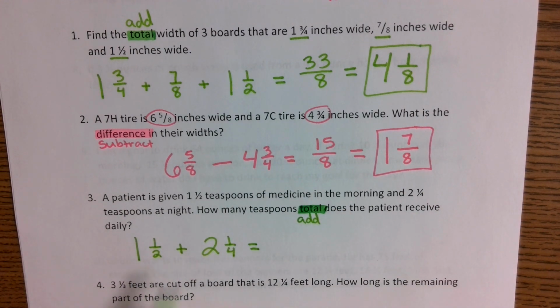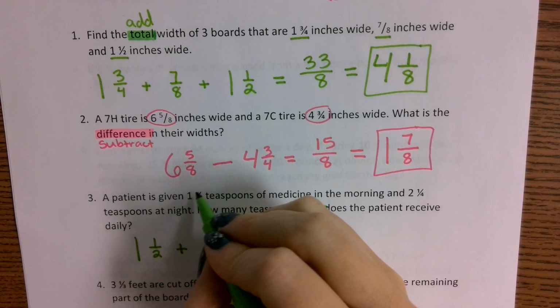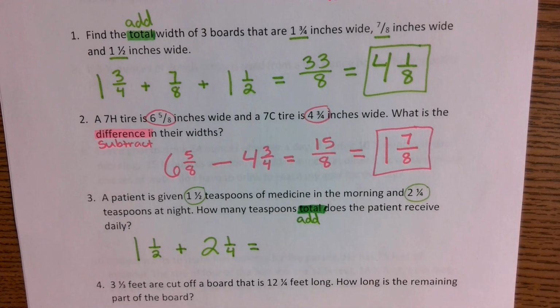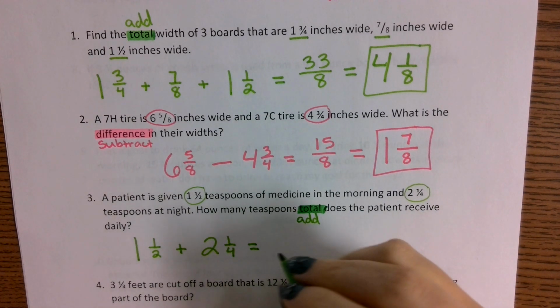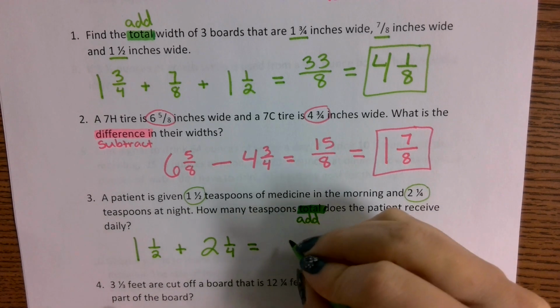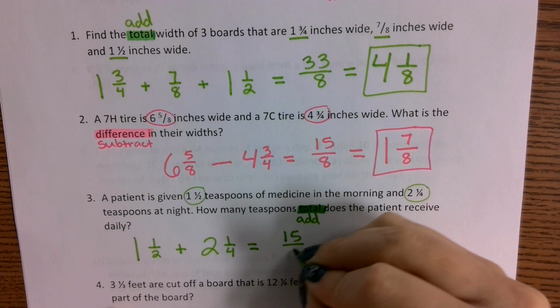Okay, type that into your calculators right now. Do 1 1/2 plus 2 1/4. Raise your hand when you have the improper fraction value. 1 1/2 plus 2 1/4. What is that as an improper fraction? Justin? 15 over 4. Good. So we get 15 over 4.